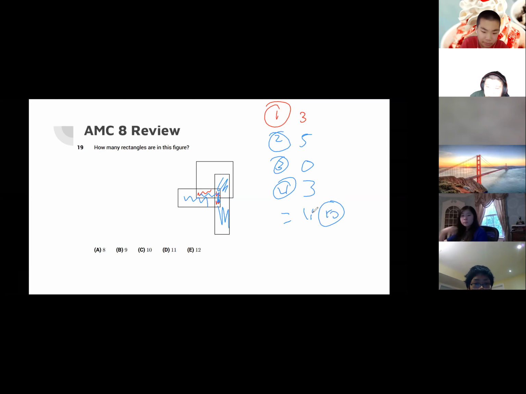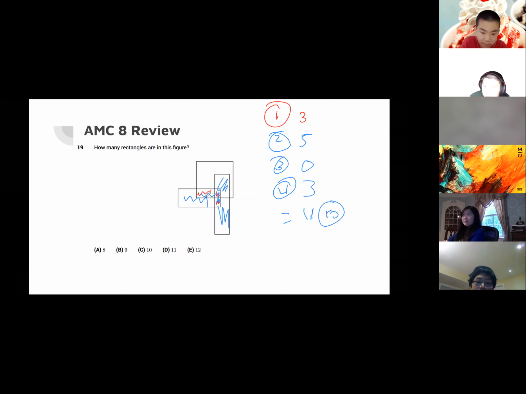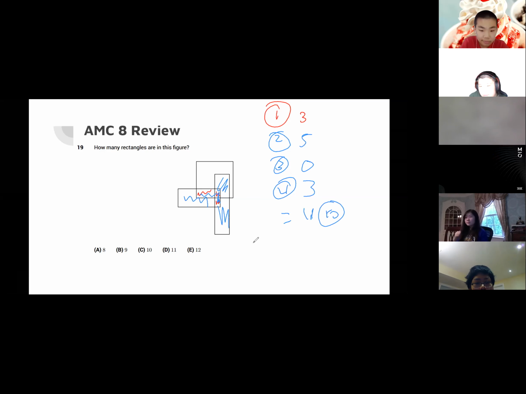Another way you can do this problem is to think about how else you can represent this. You notice that this is sort of the same as, never mind. But for this problem, you just have to be really careful and make sure you don't miss anything. Yeah, that's about it.